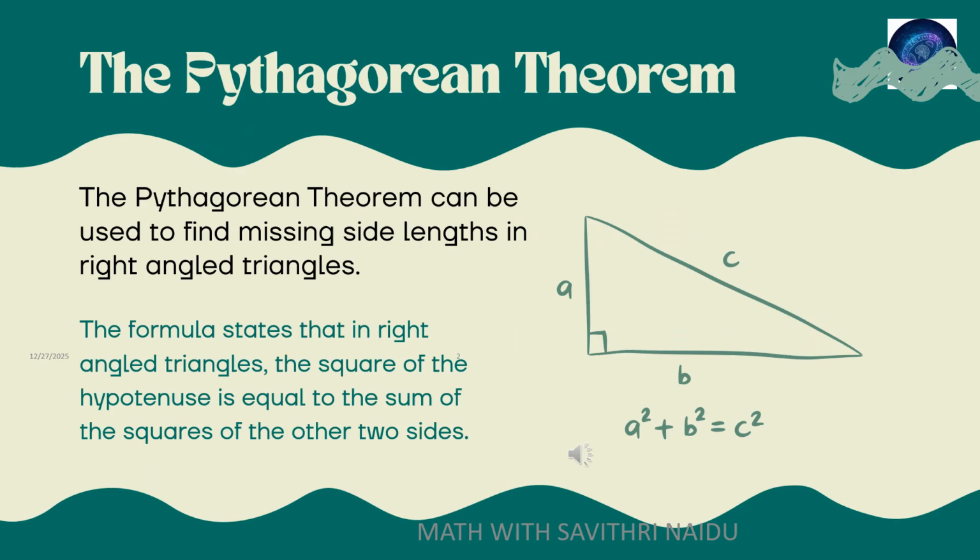The Pythagorean Theorem helps us find missing side lengths in right-angled triangles. It states that the square of the hypotenuse, the longest side, is equal to the sum of the squares of the other two sides. This simple formula unlocks a lot of possibilities in geometry.